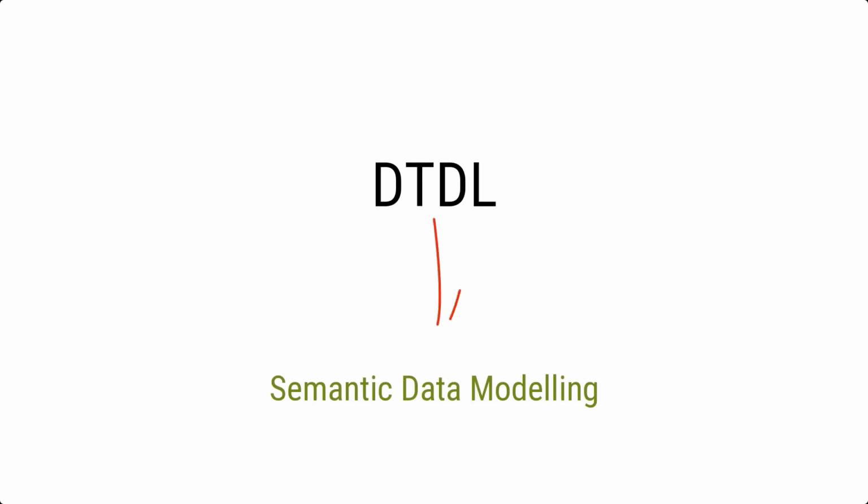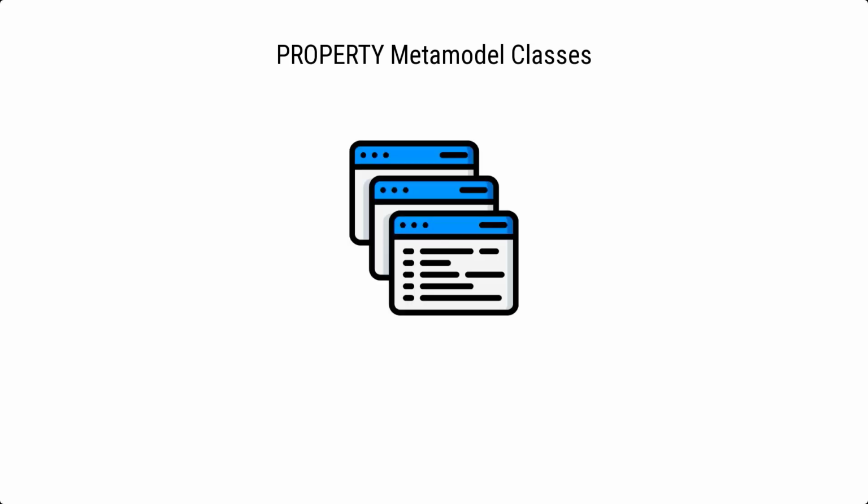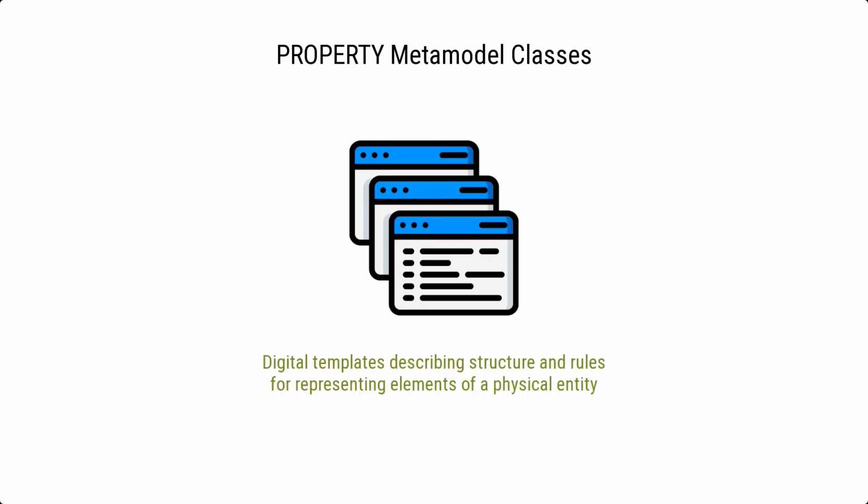Therefore, using JSON-LD, the Digital Twin Definition Language provides a standardized way of not only digitally describing the structure and attributes of physical entities, but also the relationships between them. Now, to enable you to digitally describe the state and behavioral attributes of physical entities, DTDL defines a set of Metamodel classes. In simple terms, Metamodel classes are like digital templates that describe the structure and rules of how to represent different types of elements associated with a physical entity.